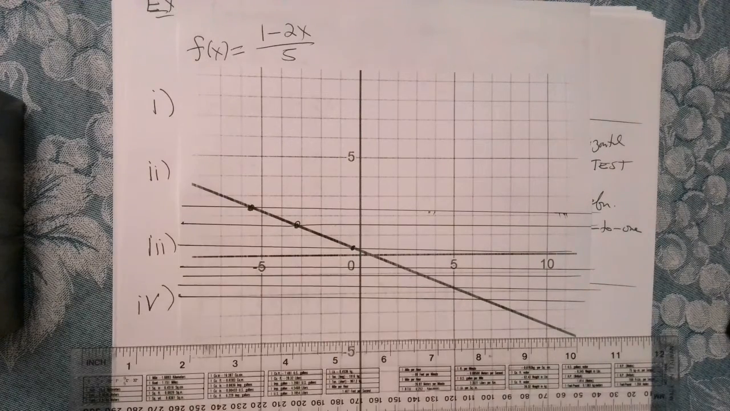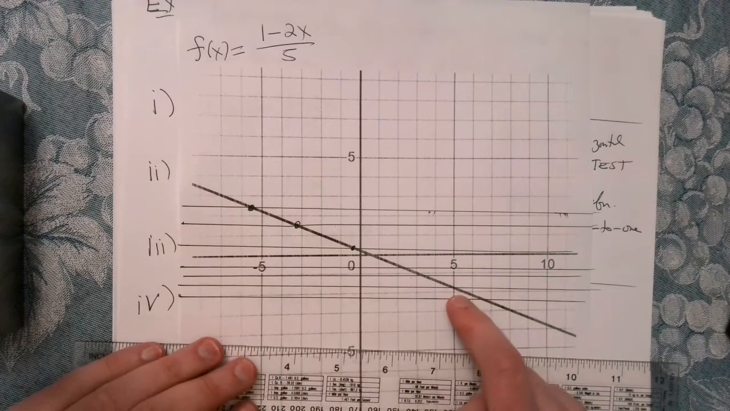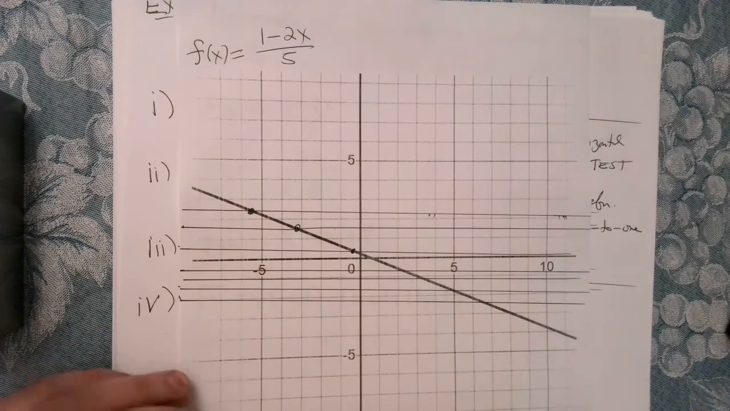Since this passes the horizontal line test, I know it's one-to-one, and we care about one-to-one functions because they're invertible. They have inverses. Okay, we're going to come back to this when we test for one-to-one the definition way.